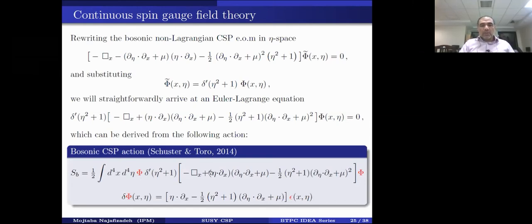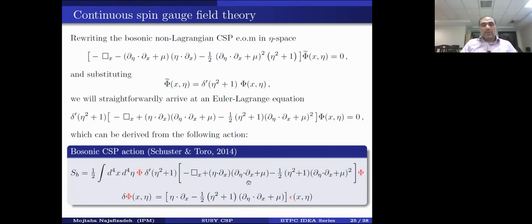So in 2014, Schuster and Toro obtained this action, which describes a bosonic continuous spin particle. It's a gauge field, so it should have a gauge symmetry, which is this. There is no constraint now here. There is no constraint on the gauge field and the gauge parameter. This is the gauge parameter. This is the gauge field. There is no constraint.